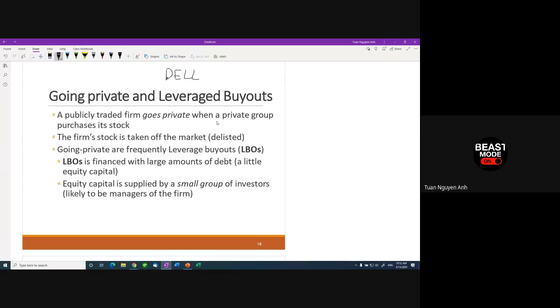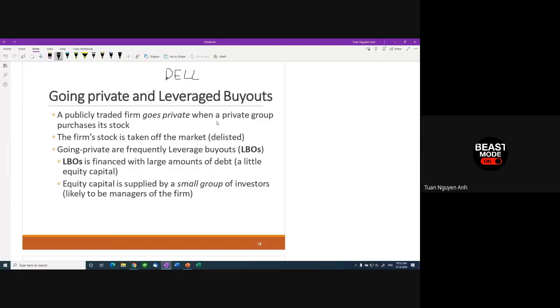So going private is when a publicly traded firm goes private because a private group purchases its stock. So the number of shareholders is lower. The definition of a public company is just about the number of shareholders. Maybe that will be in a regulation. For example, if your company has more than 50 shareholders, you will be a public company. Yeah, something like that. In the law there is a regulation on what counts as a public company, and it mostly depends only on the number of shareholders.